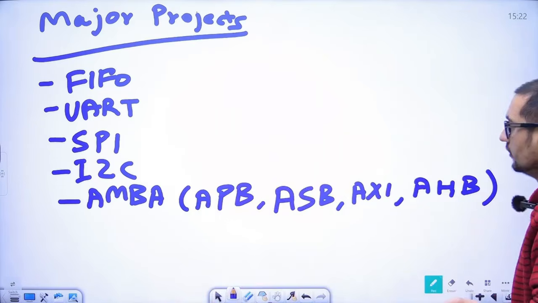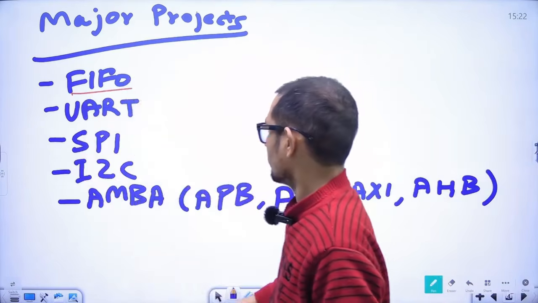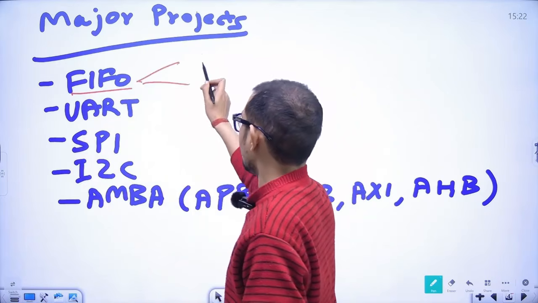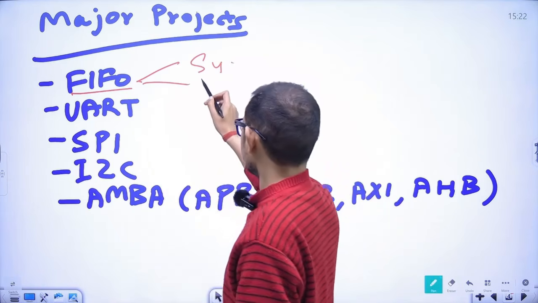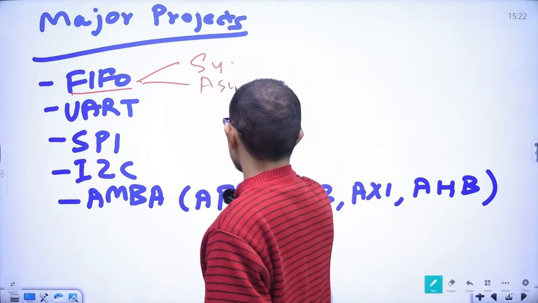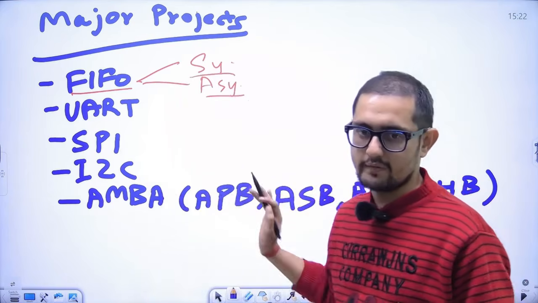If we talk about FIFO, first in first out, there are asynchronous FIFO and synchronous FIFO. First implement the synchronous FIFO, and then implement the asynchronous FIFO. You have to do both, fine. Both are important, both are very important.